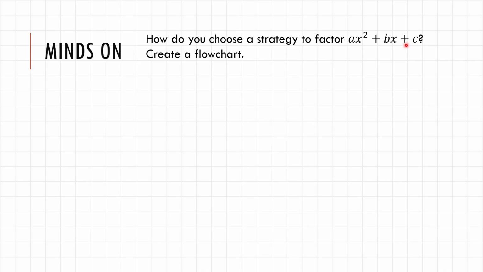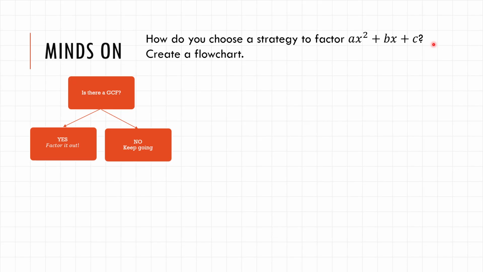Well, for me, the first thing when I notice a trinomial like this is I ask myself, is there a greatest common factor between the three terms? And if there is, then my first step is always to factor that out. And if it's not, well, then I can just disregard that and keep going. But either way, whatever the result I have, if I factored something out, then whatever is remaining, I have to look at whether or not that is a difference of squares.